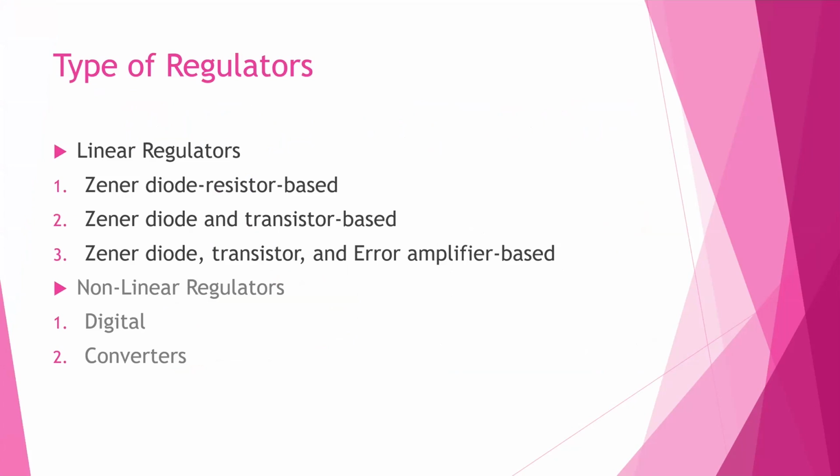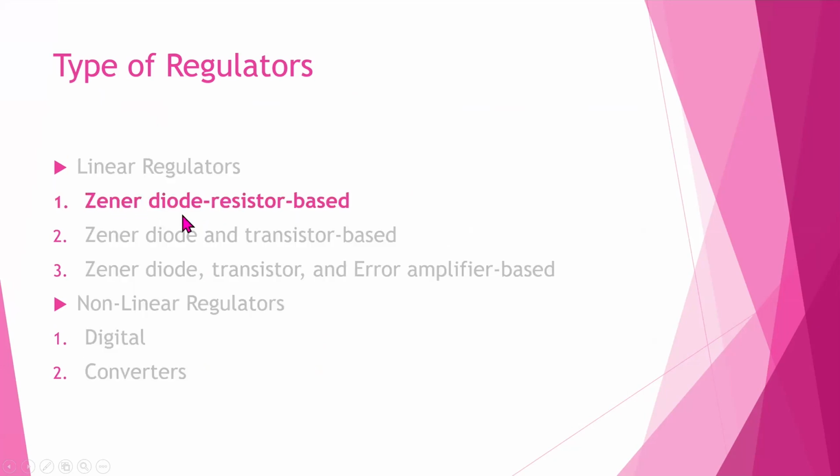Initially, the regulators can be divided mainly into two groups, linear regulators and non-linear regulators. Under the nonlinear regulator, it has again three groups: Zener diode resistor base, Zener diode transistor base, and Zener diode transistor and error amplifier base. So first, let me explain the Zener diode resistor based regulators.